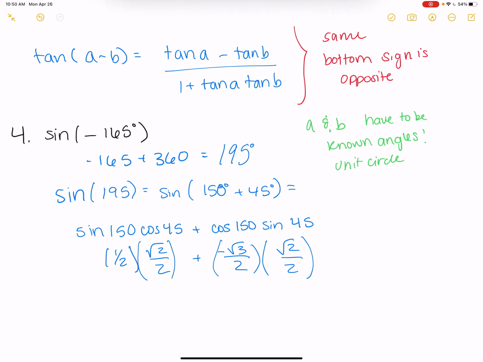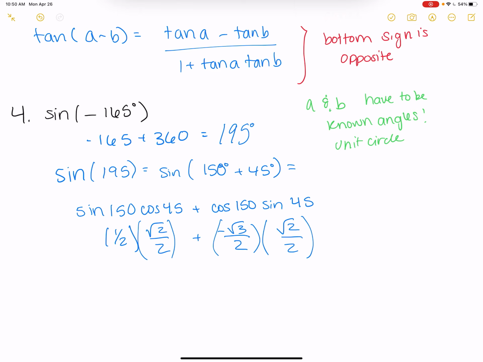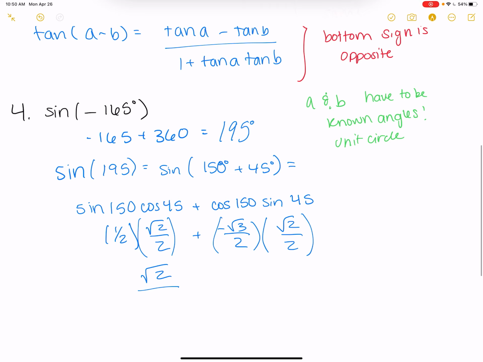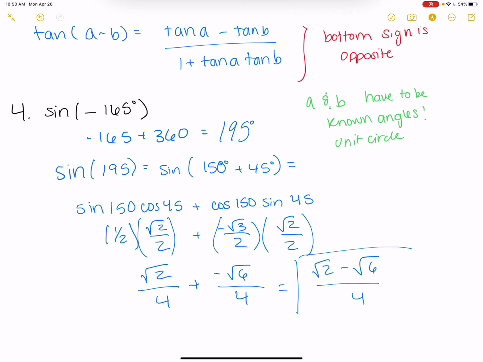All right, do we have this? Yeah. Here. All right. So on top, these are multiplying. 1 times root 2 is root 2. 2 times 2 is 4. Plus negative root 3 times negative root 2 is negative root 6 over 2 times 2 is 4. Now I can combine these to root 2 minus root 6 over 4. Whoa. And that's your answer.